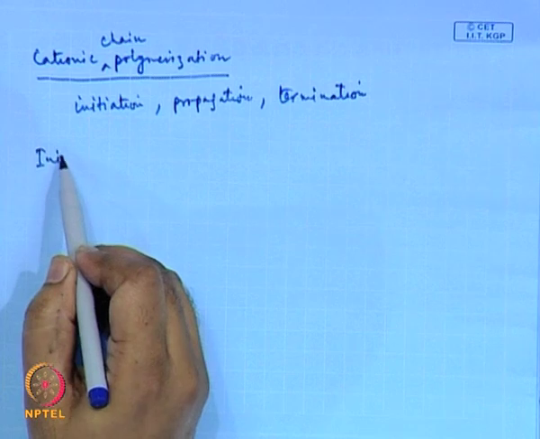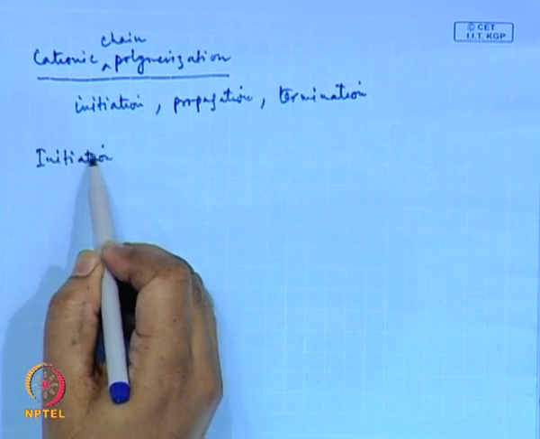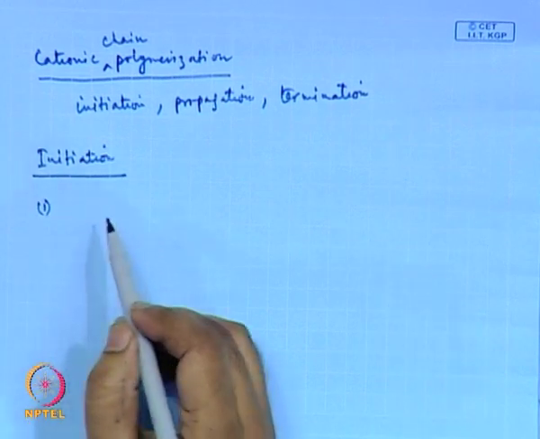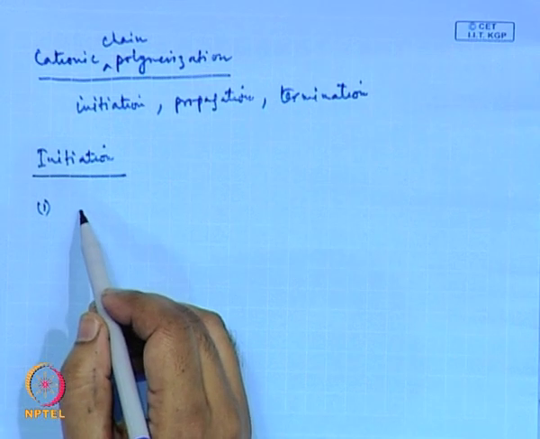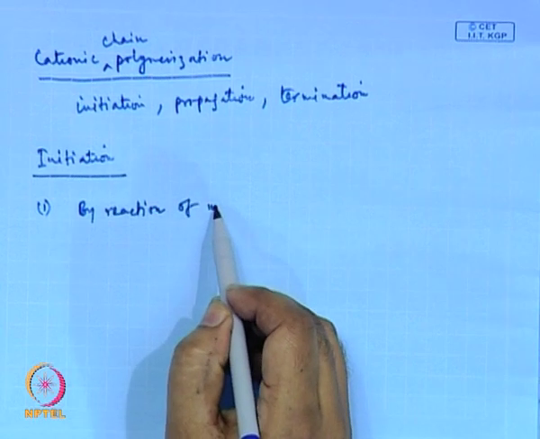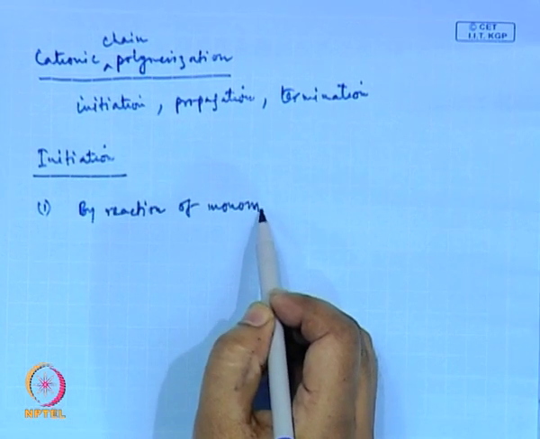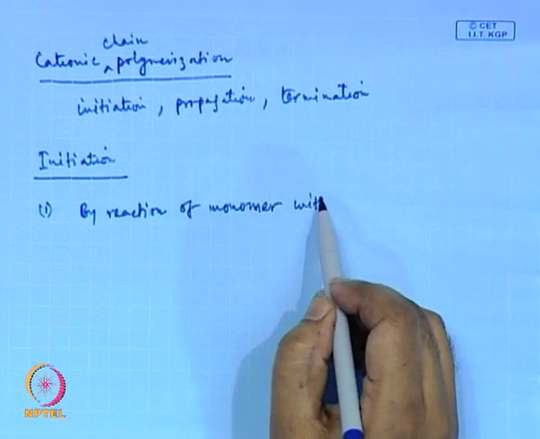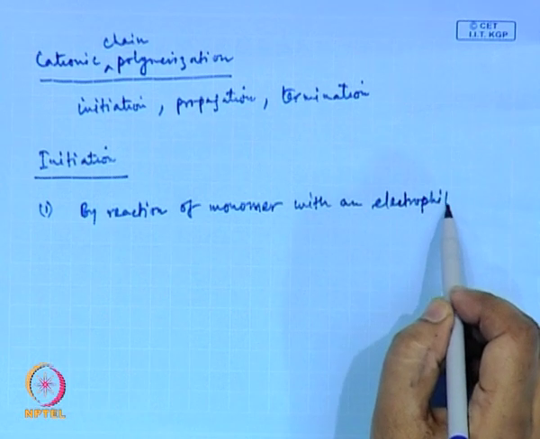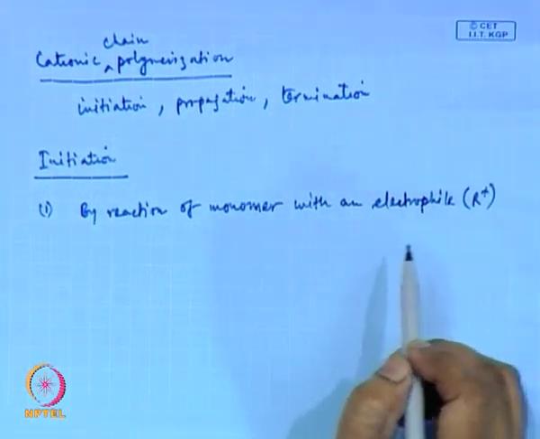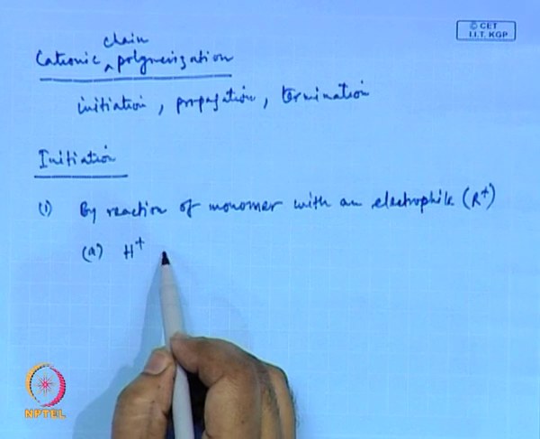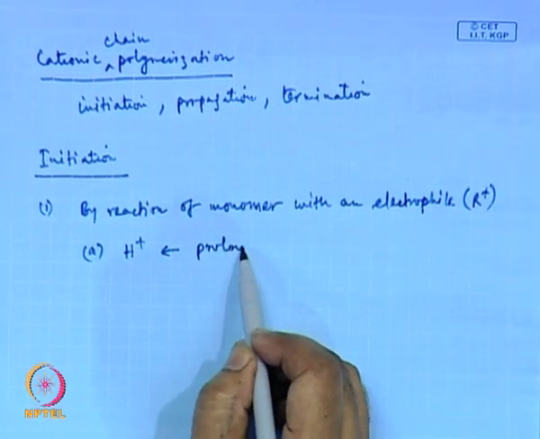First, let us talk about different types of initiation reactions. The first one, which is more common, is the reaction of the monomer with an electrophile. This electrophile could be H plus, which you can get from protonic acids.